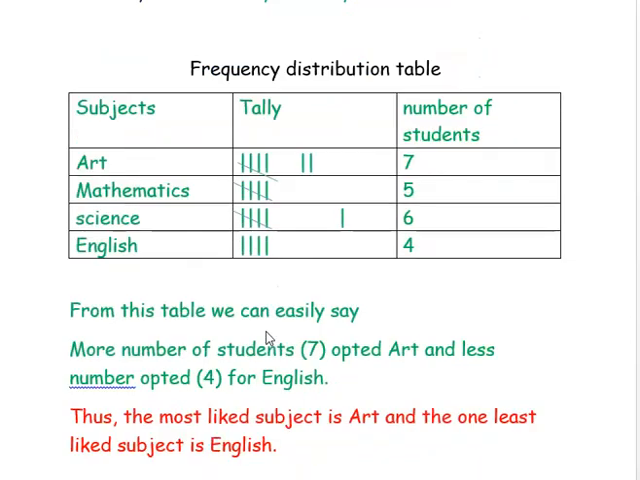The question asked is, which is the most liked subject and the least liked subject. If the number of students is more, that subject is most liked by the students. If you look into the table, we can easily say for art the number of students is 7, so art is the most liked subject. And the least number, for English, only 4 students opted. So English is the least liked subject. Thus we can say that the most liked subject is art and the least liked subject is English.